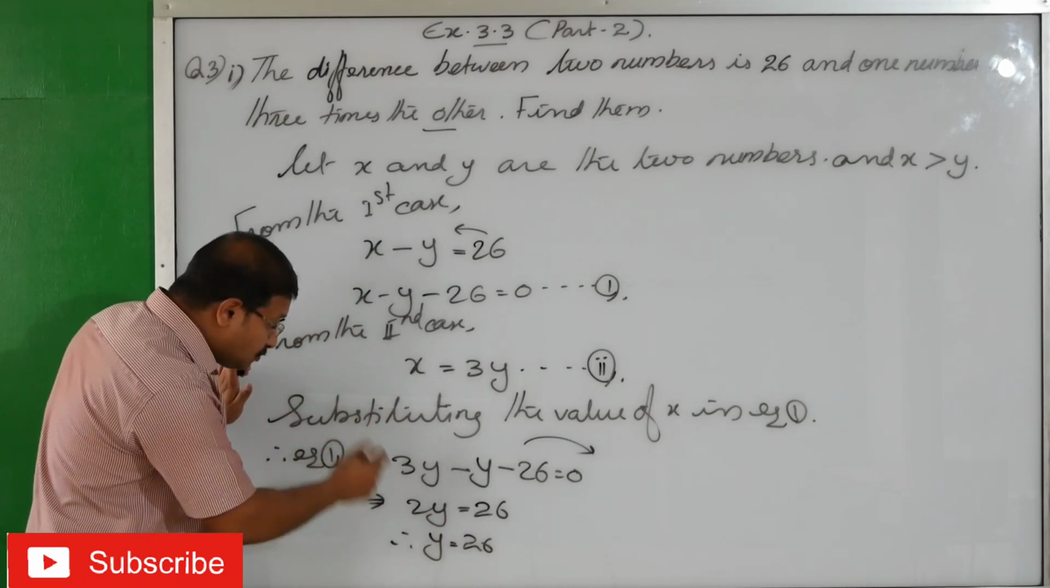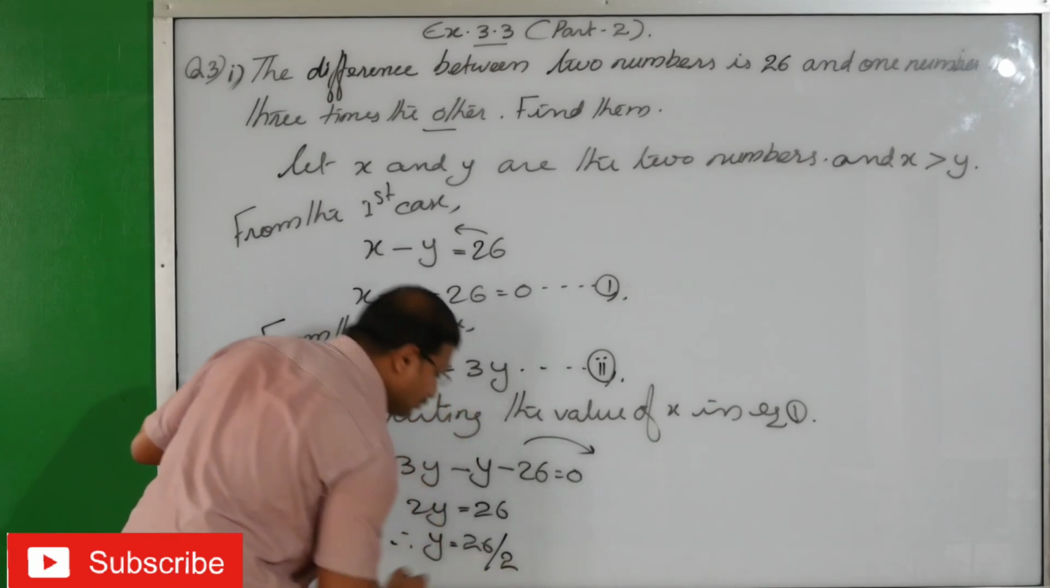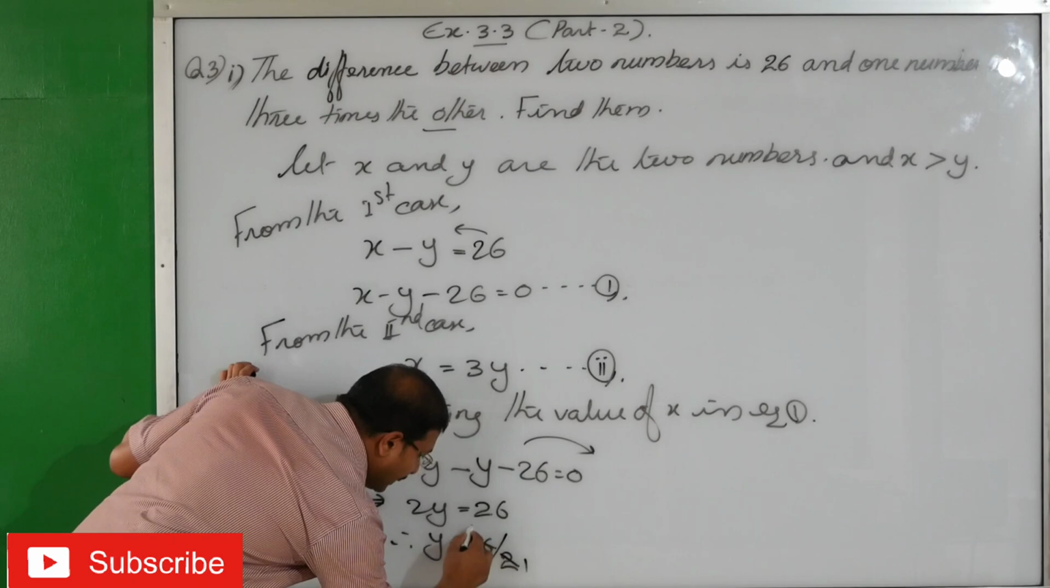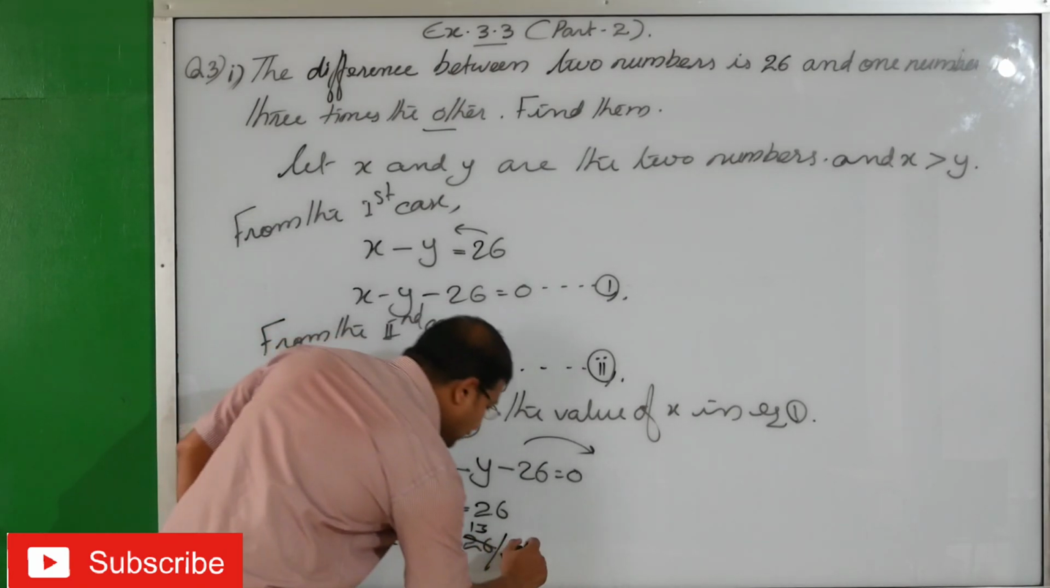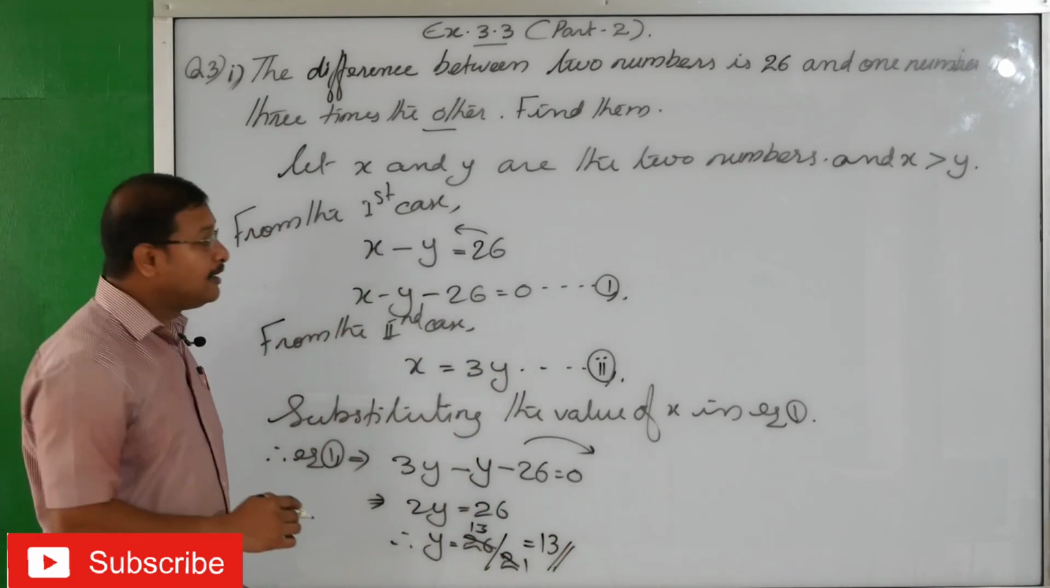2 into y. 2 is multiplying, goes to the next side, divide. That means divided by 2. Now what will we do? We will cancel by 2. 2 ones are 2. 2 threes are 6. So the answer is 13. So the value of y is 13. Isn't it?